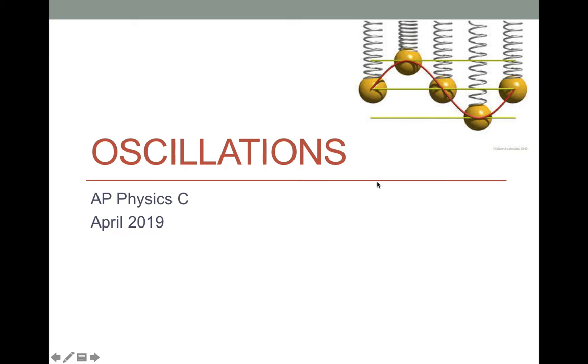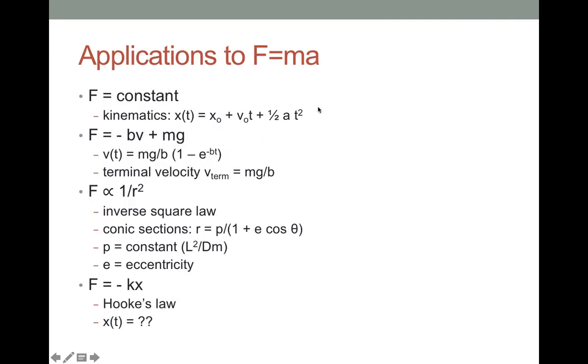Okay, here we're going to look at oscillations, which is basically a mass attached to the end of a spring. We're not really covering anything new here. We're just applying F equals ma to different situations. Earlier, we simply looked at examples of constant forces. That gave us the kinematics that we used earlier in the year.